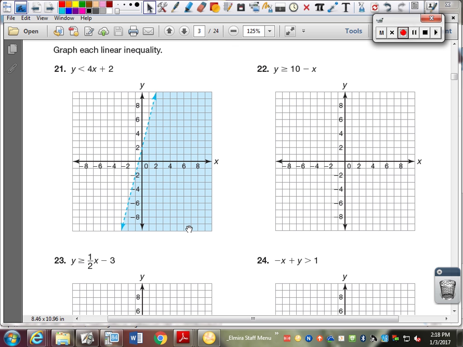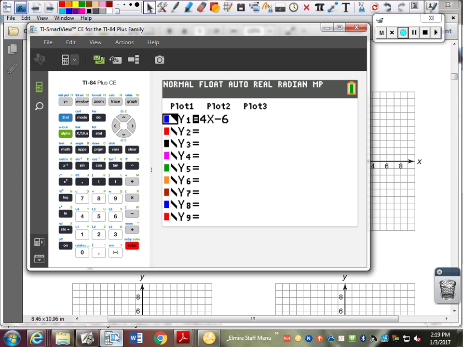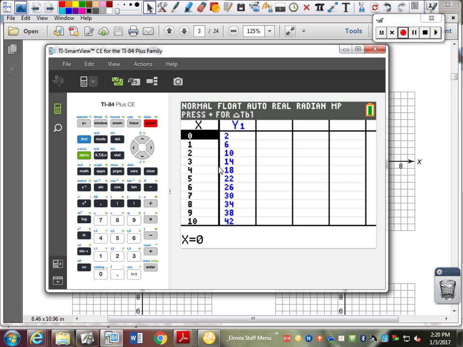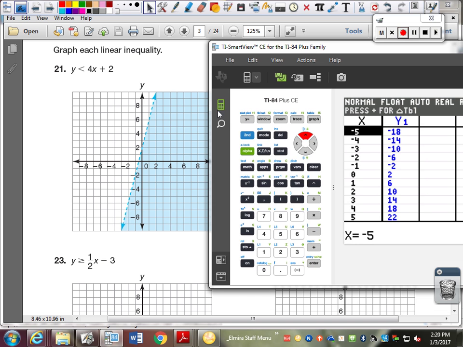All right, in this section, they're asking you to graph inequalities. If it's like number 21 and it's in y equals mx plus b form, then you can just go into your calculator, into your y equals, and punch in your values, or punch in your equation. Okay, 4x plus 2. Get your table. Okay, stop. Use that table, make your graph.